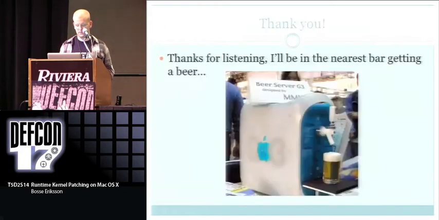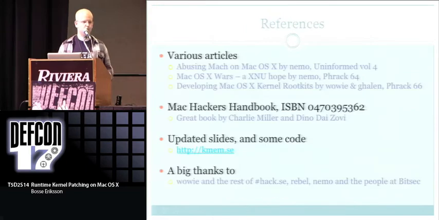And here's the other slides. Oh yeah, here. Articles on this subject, if you want to read up on it. You have Abusing Mach on Mach by Nemo, which talks about this a lot deeper, and the whole Mach XNU technology is a great paper. Mac OS X Wars, A New Hope by Nemo, Phrack 64. It's also a good paper on Mac OS X stuff. And Developing Mac OS X Kernel Rootkits by myself and Huawei. We talk a little bit about runtime kernel patching, but mostly about kernel extensions.